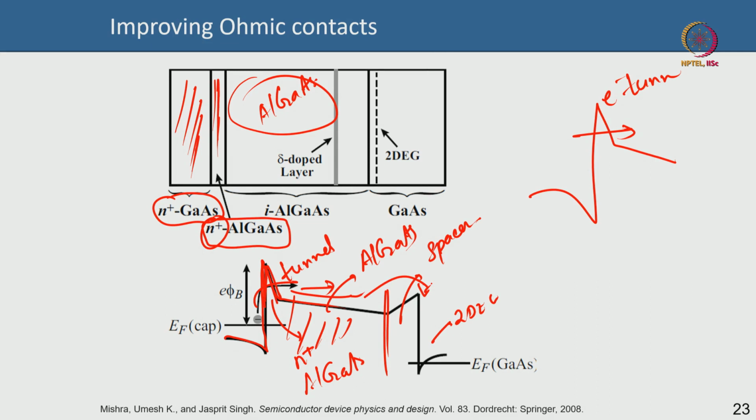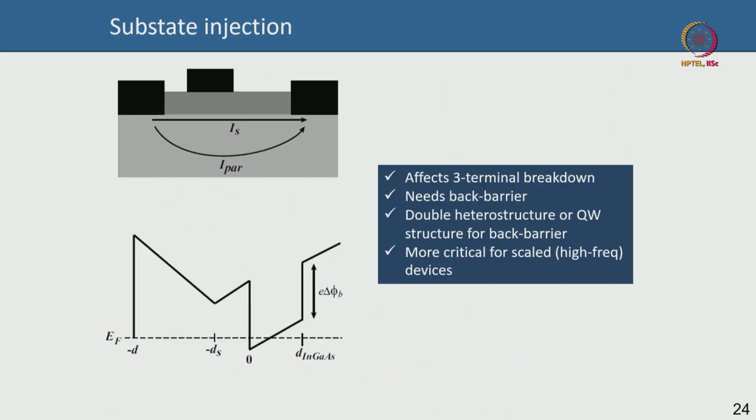So, essentially your ohmic contact resistance is reduced, or it means it is improved once you put an aluminum gallium arsenide layer which is highly doped just below the gallium arsenide layer. So, this technique is also used for improving the ohmic contact resistance. Okay. Next is substrate injection.